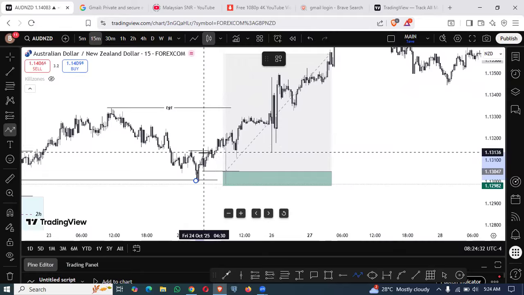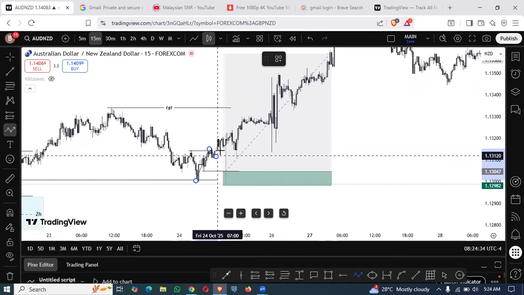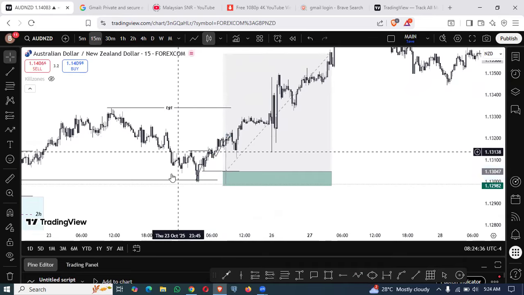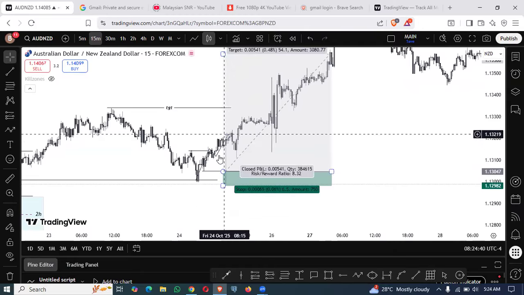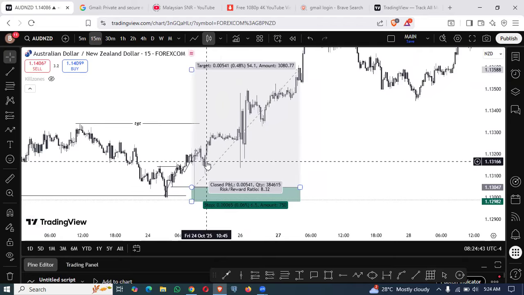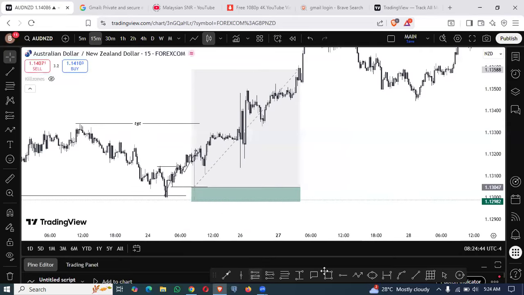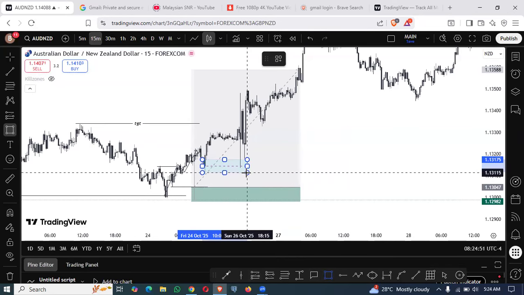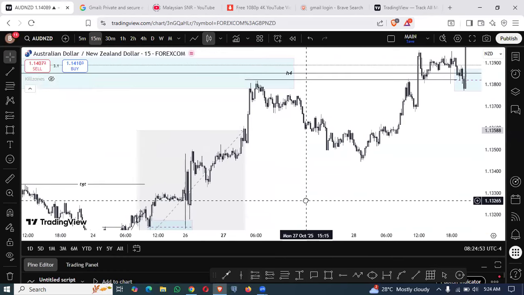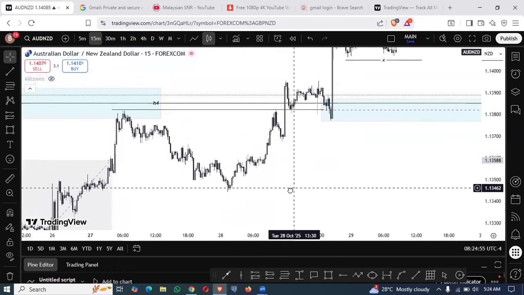Impulsive push, small correction, impulse. I had an engulfing candle. That's my first entry point. Market tapped, and that was it. Here again, engulfing candle, a possible second entry. So that's just it. You can pick your engulfing candle. That is it.